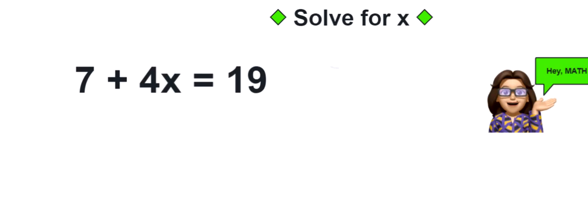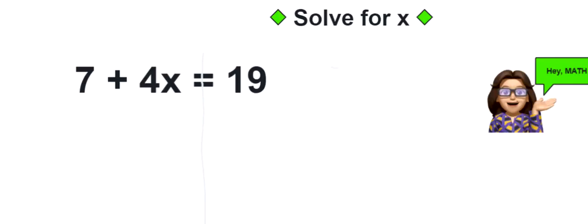I have 7 plus 4 times x equals 19. My term with the x, this 4x here is positive. That's good. So I don't need to change all my signs. So the first thing we're going to do is put that line through the equal sign to separate our two sides. Then we're solving for x.